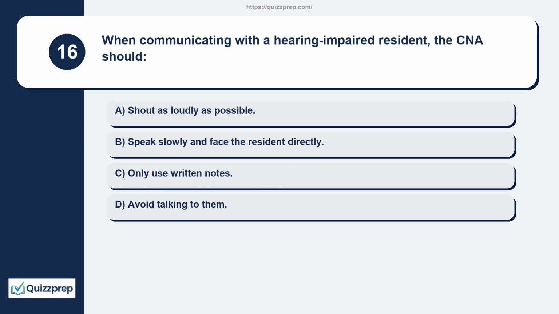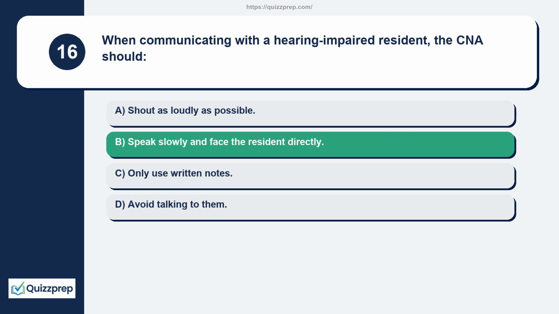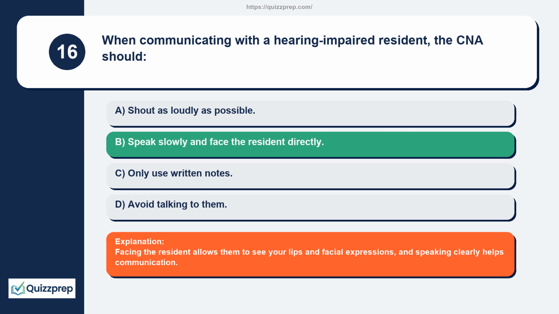Question 16. When communicating with a hearing-impaired resident, the CNA should shout as loudly as possible, speak slowly and face the resident directly. Only use written notes. Avoid talking to them. Facing the resident allows them to see your lips and facial expressions, and speaking clearly helps communication.